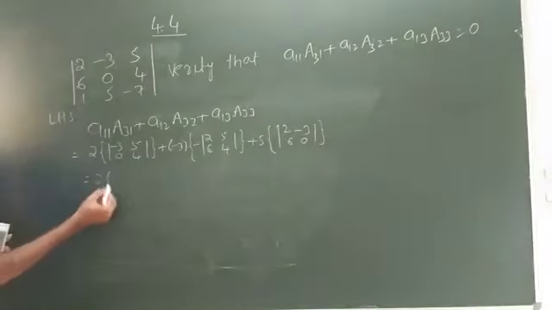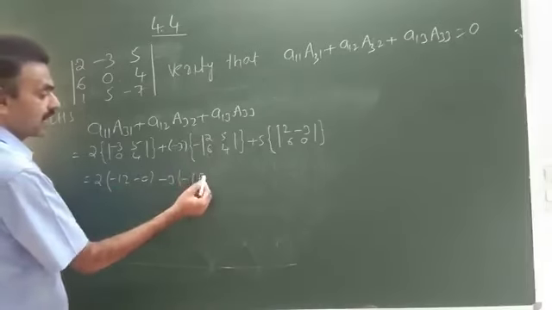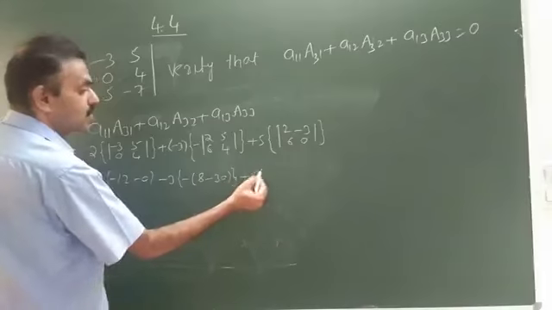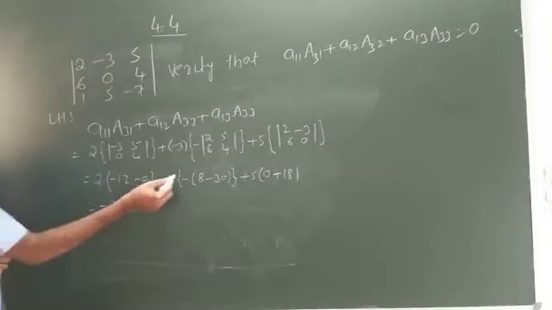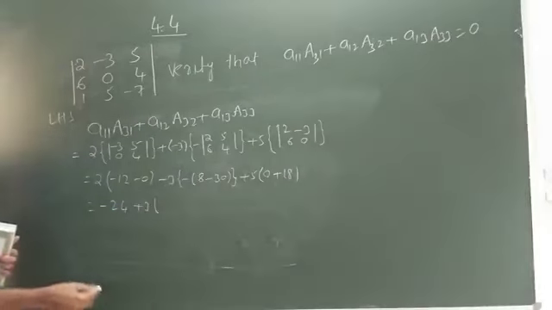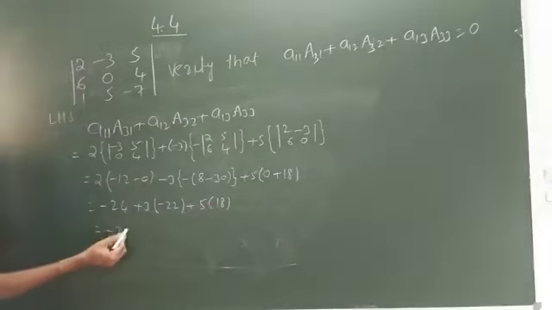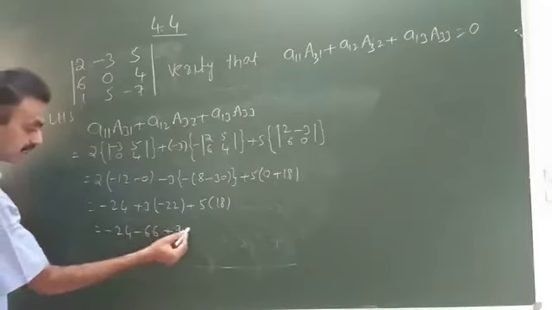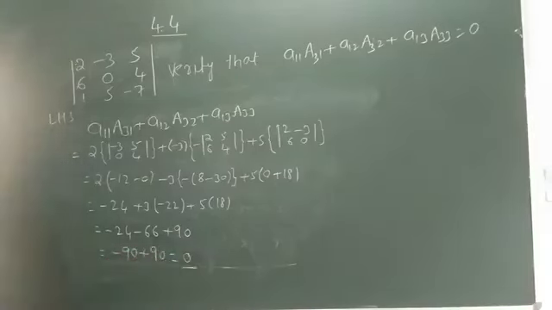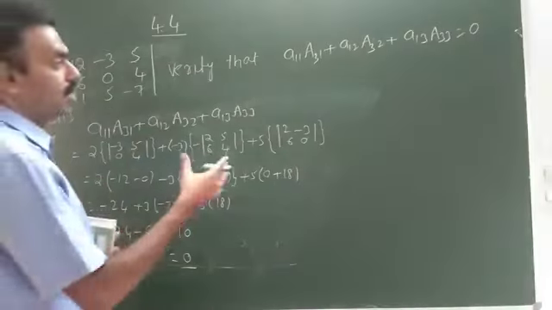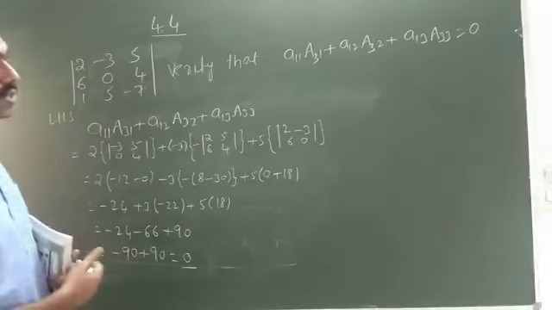What will you get now? 2 into (minus 12 minus 0), minus 3 into minus of (8 minus 30), plus 5 into (0 plus 18). That is minus 24, plus 3 into minus 22, plus 5 into 18. So what is the answer? Minus 24 minus 66 plus 90. Minus 24 minus 66 is minus 90, plus 90. What is minus 90 plus 90? 0. Hence we conclude this property. I have already told you, if the elements of any row are multiplied with the cofactors of any other row and added, its value is definitely equal to 0.